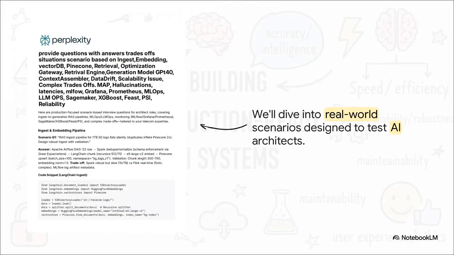To really get to the bottom of this, we're going to put on our architect hats. We'll walk through the exact kind of gritty, real-world problems that AI architects have to solve every single day. We're talking about the tough calls, the high-stakes decisions, and the critical trade-offs that make or break a project.